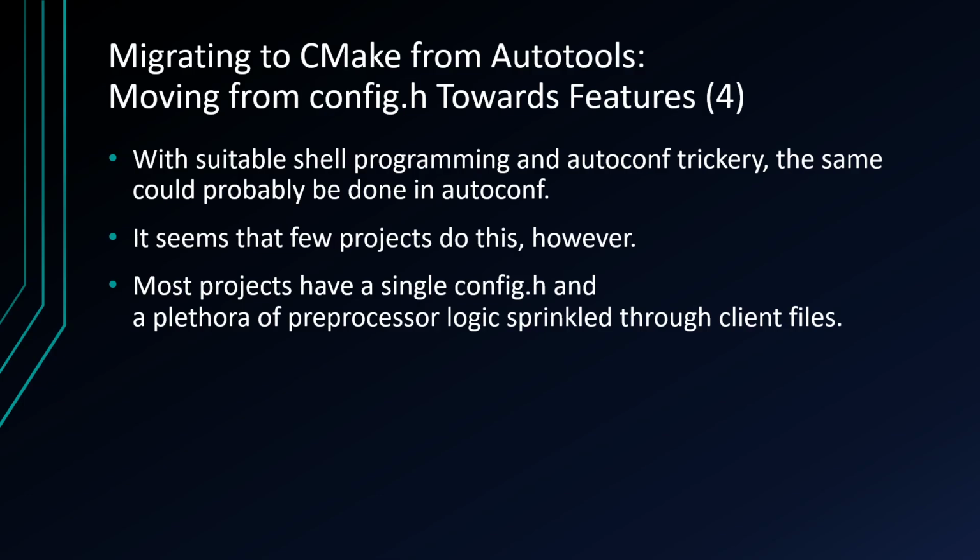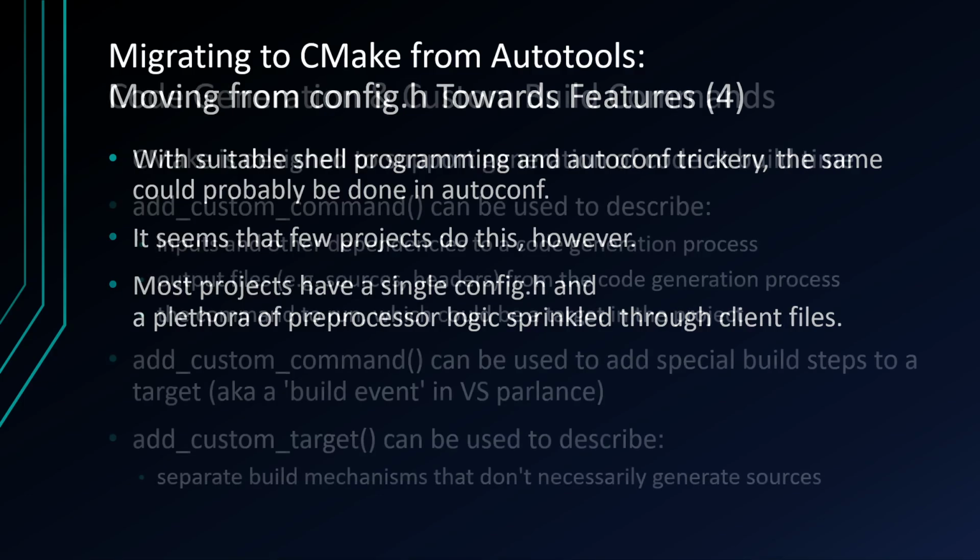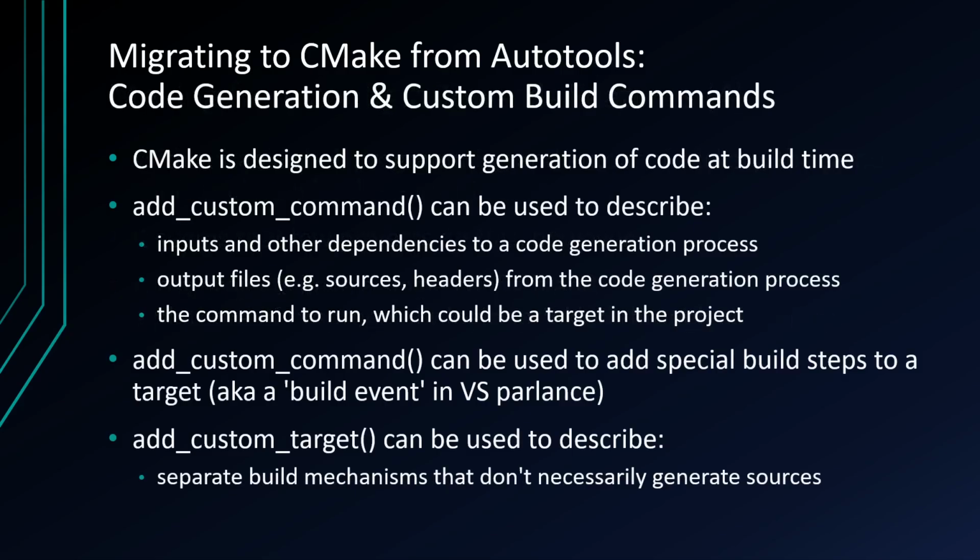I'm guessing that with suitable wizardry, Autoconf could be tricked into doing the same. I just don't see it in Autoconf related projects. I see a single config.h with a whole bunch of results of searching for various headers, and then I see the ifdef stuff sprinkled throughout all the client files. It just seems to be the cultural norm over there. Finally, CMake is designed to support code generation at build time.